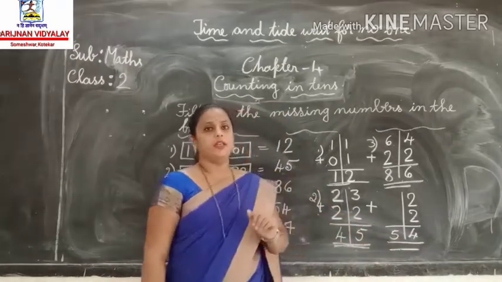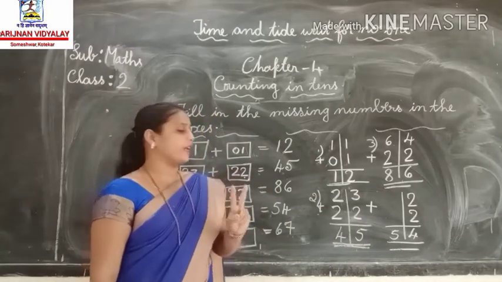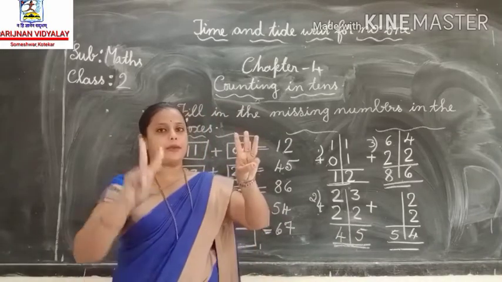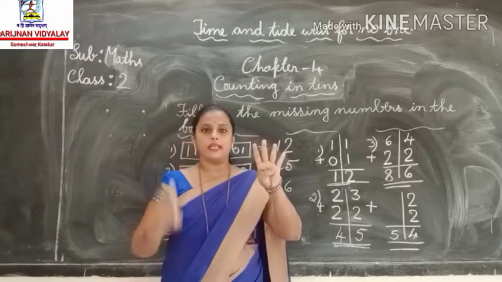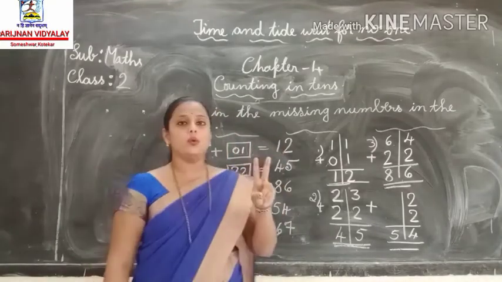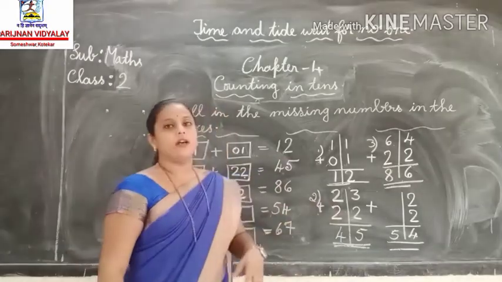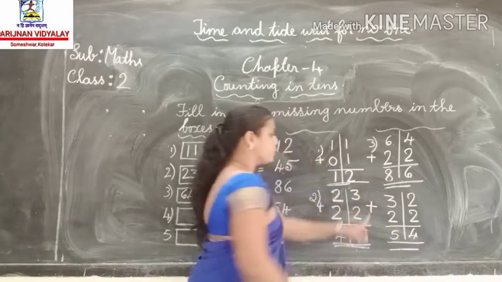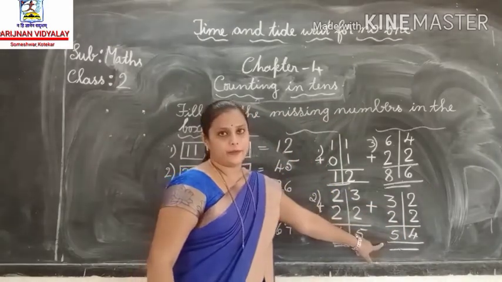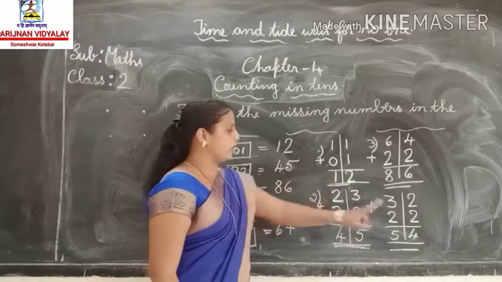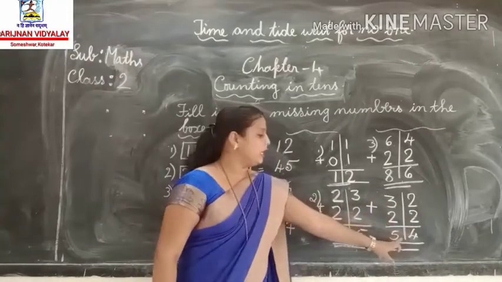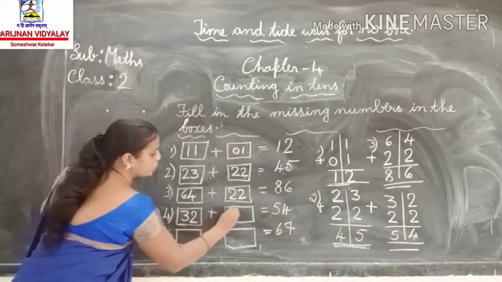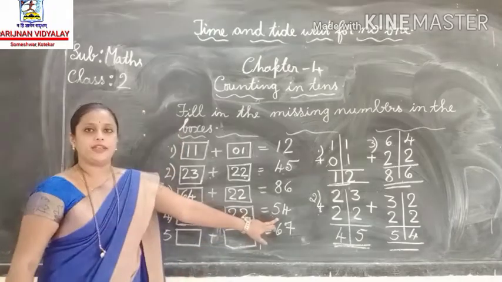Look at the tens place. Here it is 5. Can you tell me which are the two numbers you can take to get the answer 5? Yes, we can take 3 plus 2, or 4 plus 1, or we can take 2 plus 3 is equal to 5. You can take any two numbers. So I will take 3 plus 2. So 3 plus 2 is equal to 5. So we got the two numbers, that is 32 plus 22 is equal to 54. Write down 32 plus 22 is equal to 54.